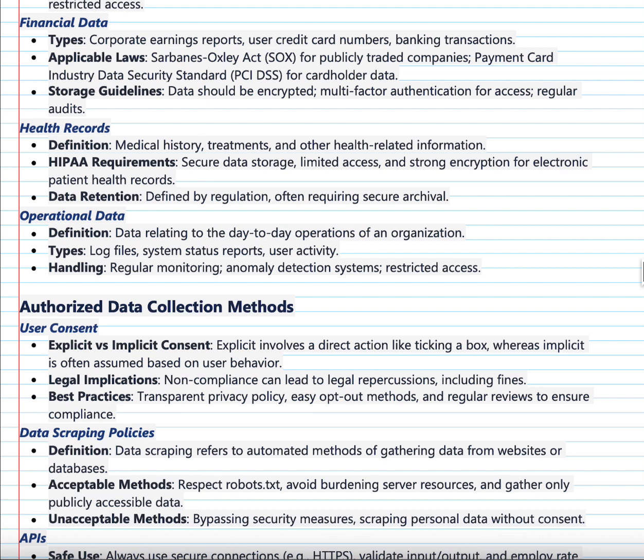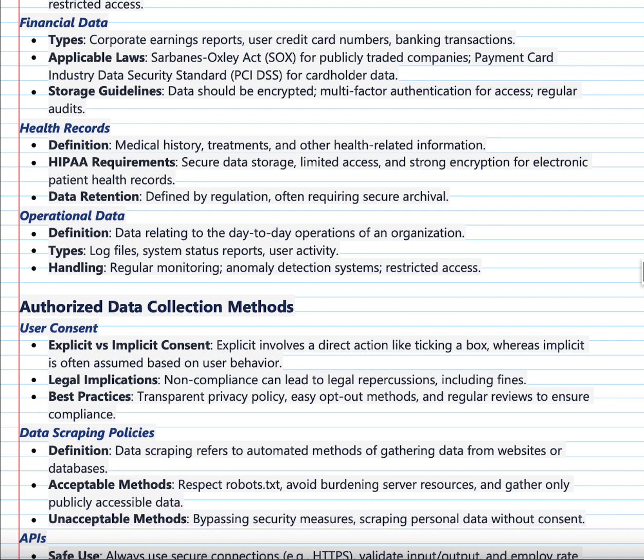So health records are another one. This deals with history, treatments, and other health-related information that's tied to you. Now, HIPAA will require you to have secure data storage, limited access, encryption for electronic health records, so on and so forth. So again, seen a bit of a trend, right? So that's where you're dealing with health records.